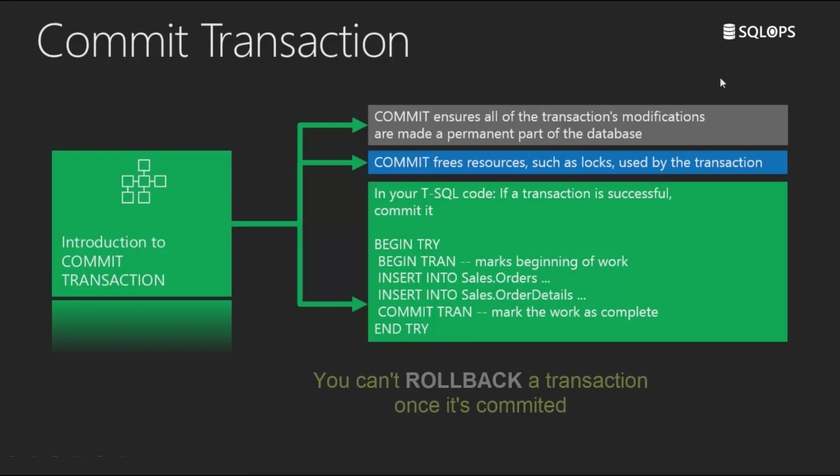And one thing to note is that you cannot roll back a transaction after a commit transaction statement is issued because the data modifications have already been made a permanent part of the database. Now let's see how to roll back a transaction.